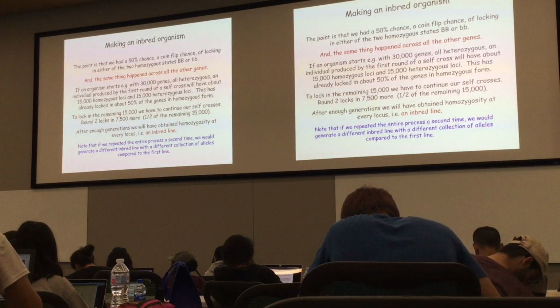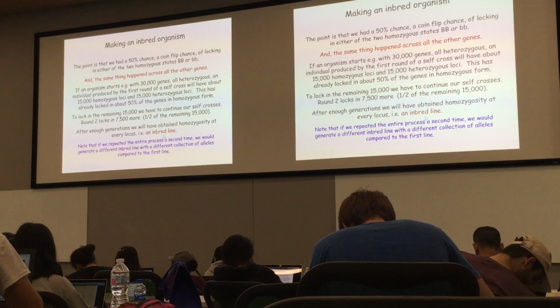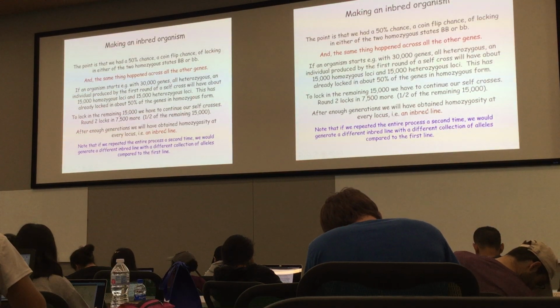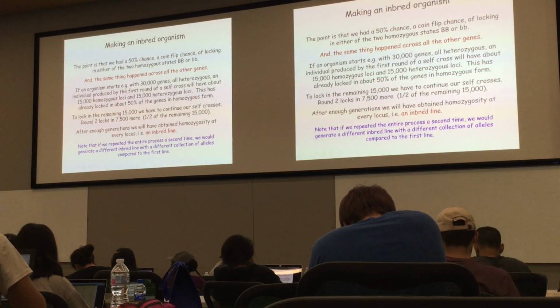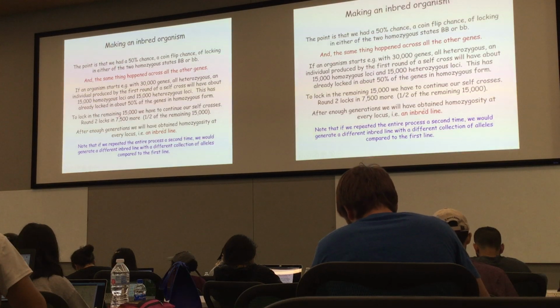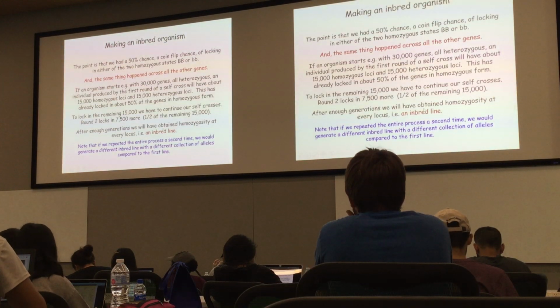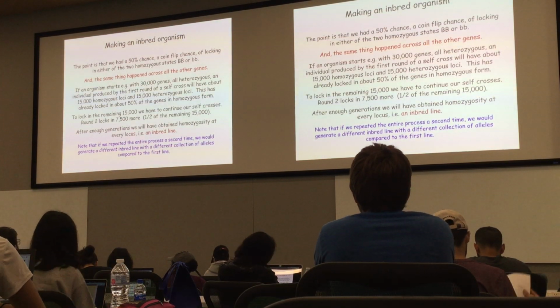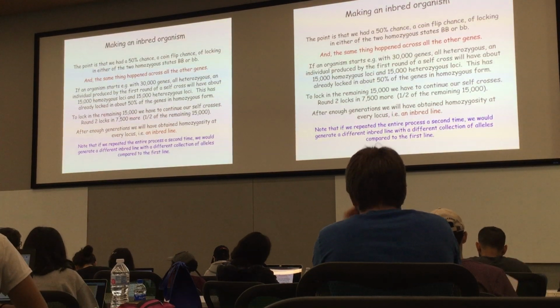The basic point is, after enough generations, you have obtained homozygosity at all the genes. You don't know which allele it was of the two that you started with, but you know that it's only one of those two possible starting types. Yeah, question?